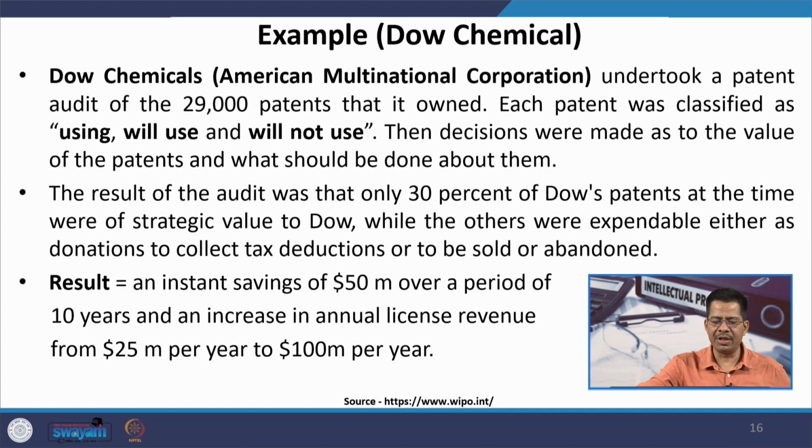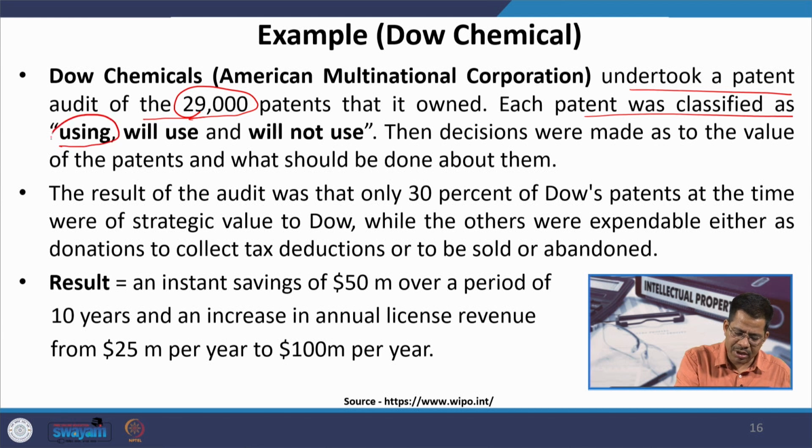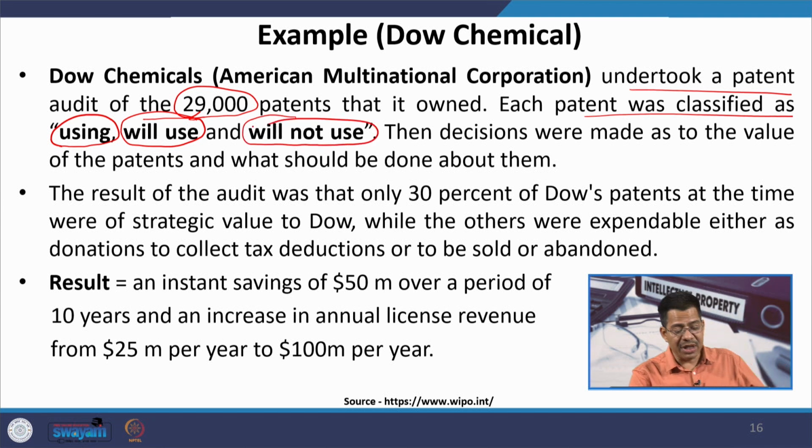The example comes from this American multinational chemical organization, Dow. This example we have taken from WIPO. It says that a patent audit was done when they were having around 29,000 patents, and as part of the audit, it is very important to note that each patent was classified as either the company is already using it, the company has a plan to use that patent, or the company has ensured that they will not be using this particular patent. So, you have 3 categories.